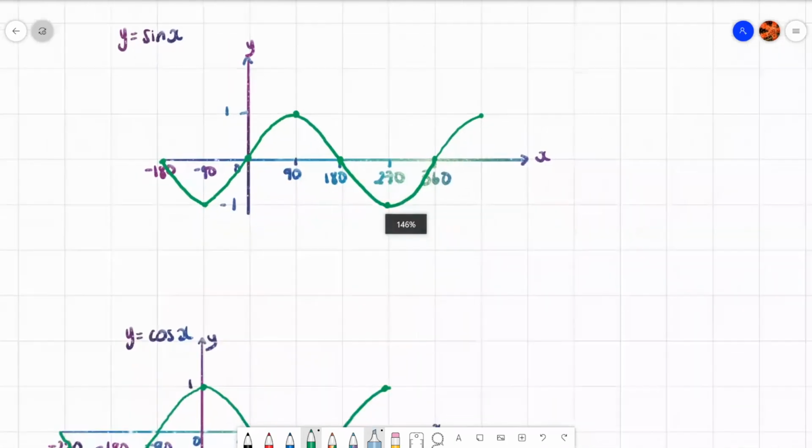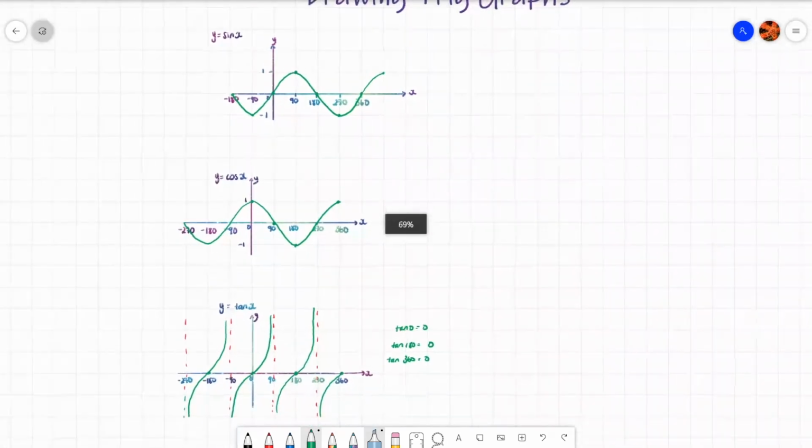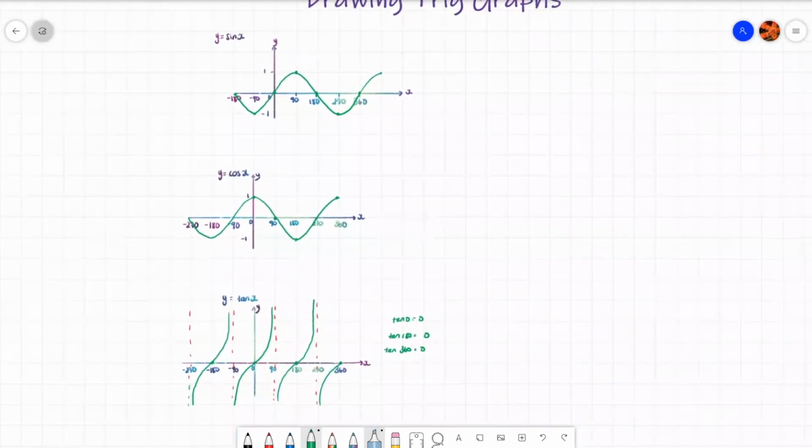But these are the 3 graphs that you should be able to draw for your exam. So you've got the y equals sine x, cos x, and tan x graph there.